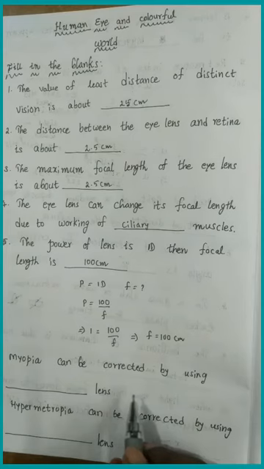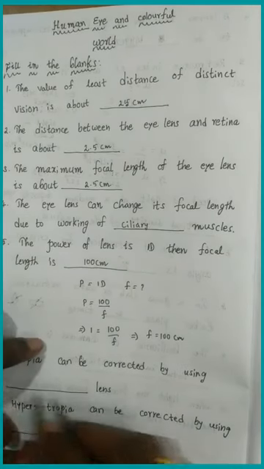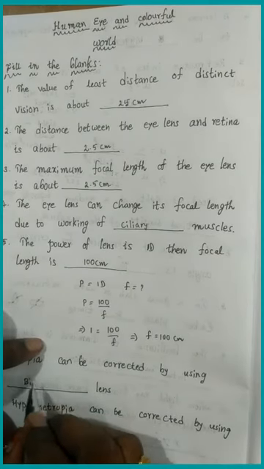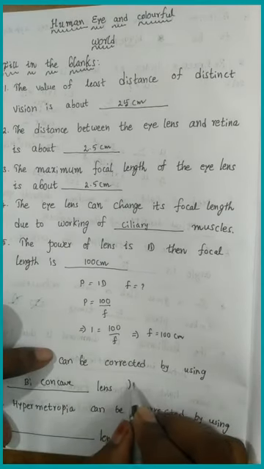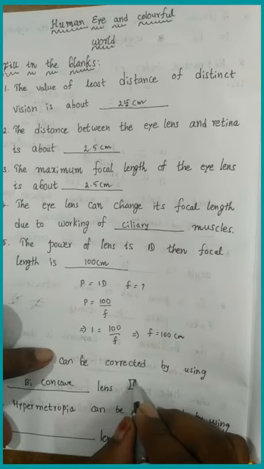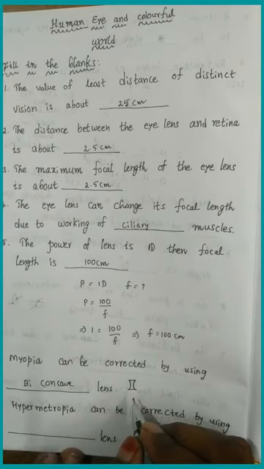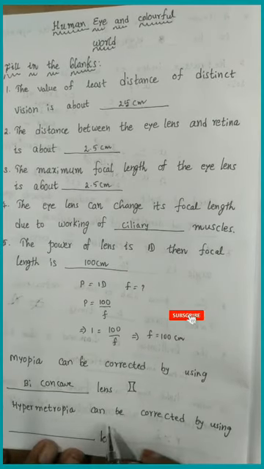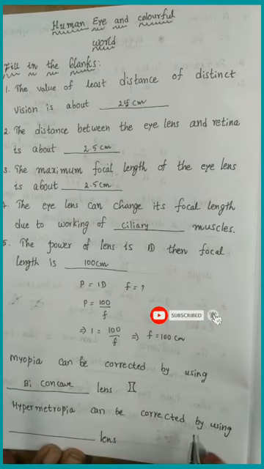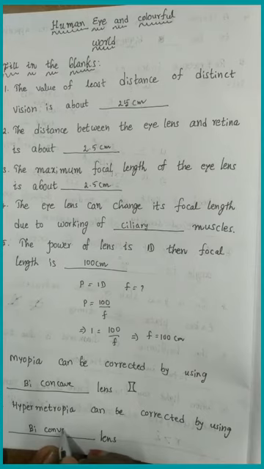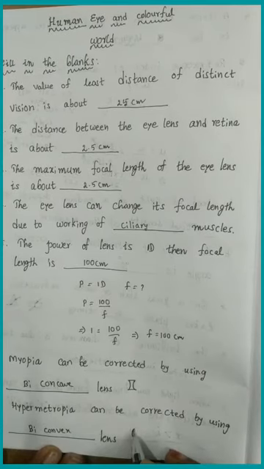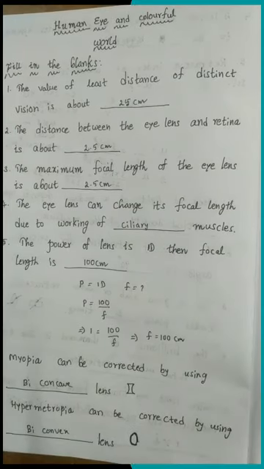Myopia can be corrected by using a biconcave lens. That means both the surfaces are curved inwards, like that. That is called a biconcave lens. Hypermetropia can be corrected by using a biconvex lens. That means both the surfaces are curved outwards. If a lens is like this, with both surfaces outwards, then that is called a biconvex lens.